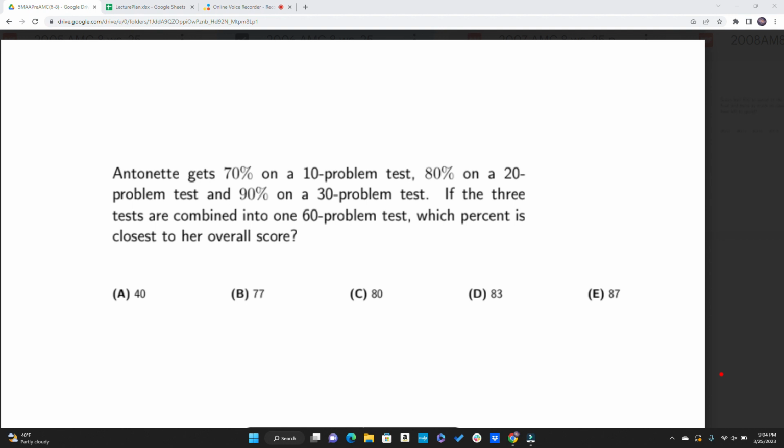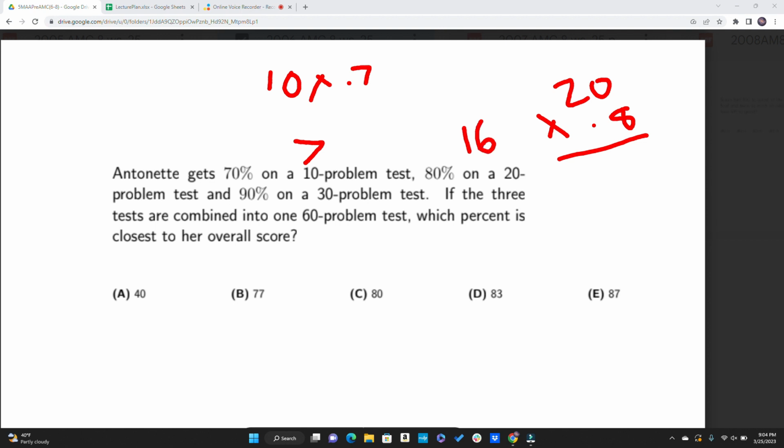So 70% on a 10 problem test. So what's 70% of 10? Let's see. That's just 10 times 0.7, right? 70% is 0.7. 10 times 0.7, that's 7. So Antoinette got 7 points on the 10 problem test. What about 80% on a 20 problem test? Well, just like before, we can do 20 times 0.8, right? 80% is the same as 0.8, and that's 16. So Antoinette got 16 questions right on the 20 problem test.